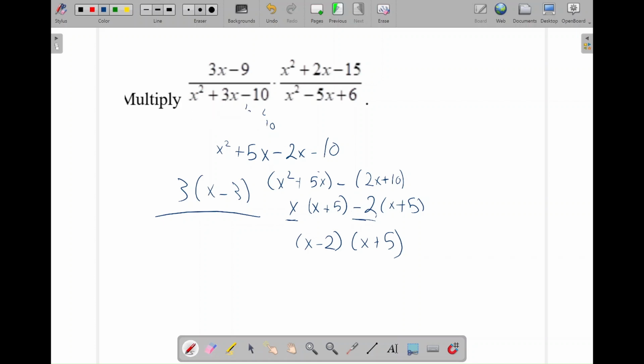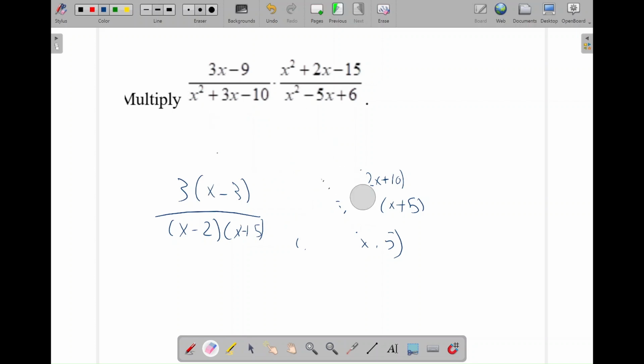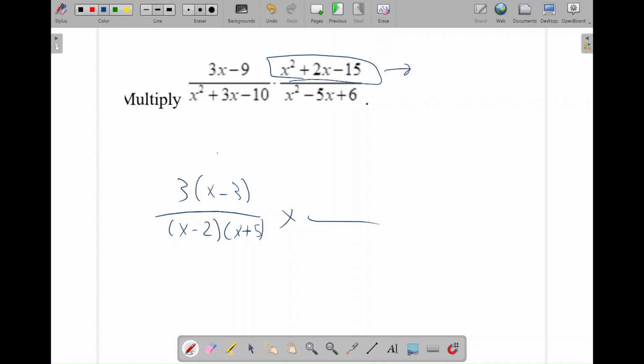So let me just write it down so I can erase everything. X minus 2, x plus 5. Okay. Now, this multiplies by, we factor this one as well, the top one. We're going to factor everything. X squared plus 2x minus 15. Okay. X squared plus 2x minus 15.